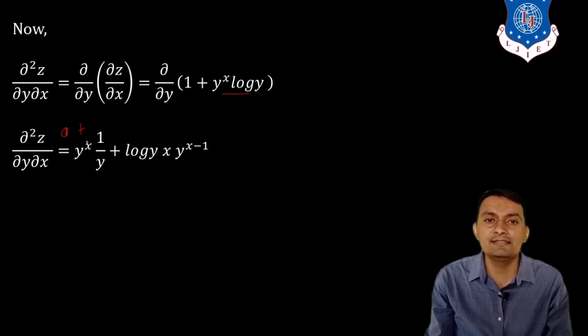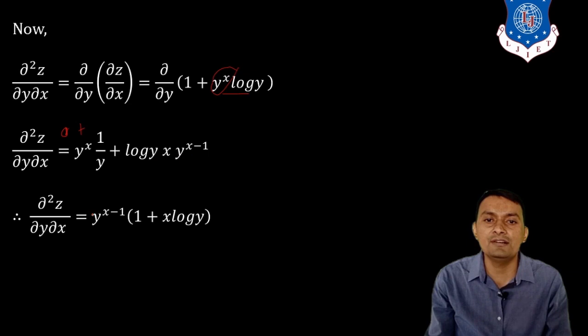So y raised to x times the derivative of log y with respect to y. What we are going to get is 1 divided by y, plus log y times the derivative of y raised to x with respect to y, so x into y raised to x minus 1. When you simplify, y raised to x minus 1 is common, so 1 plus x log y.